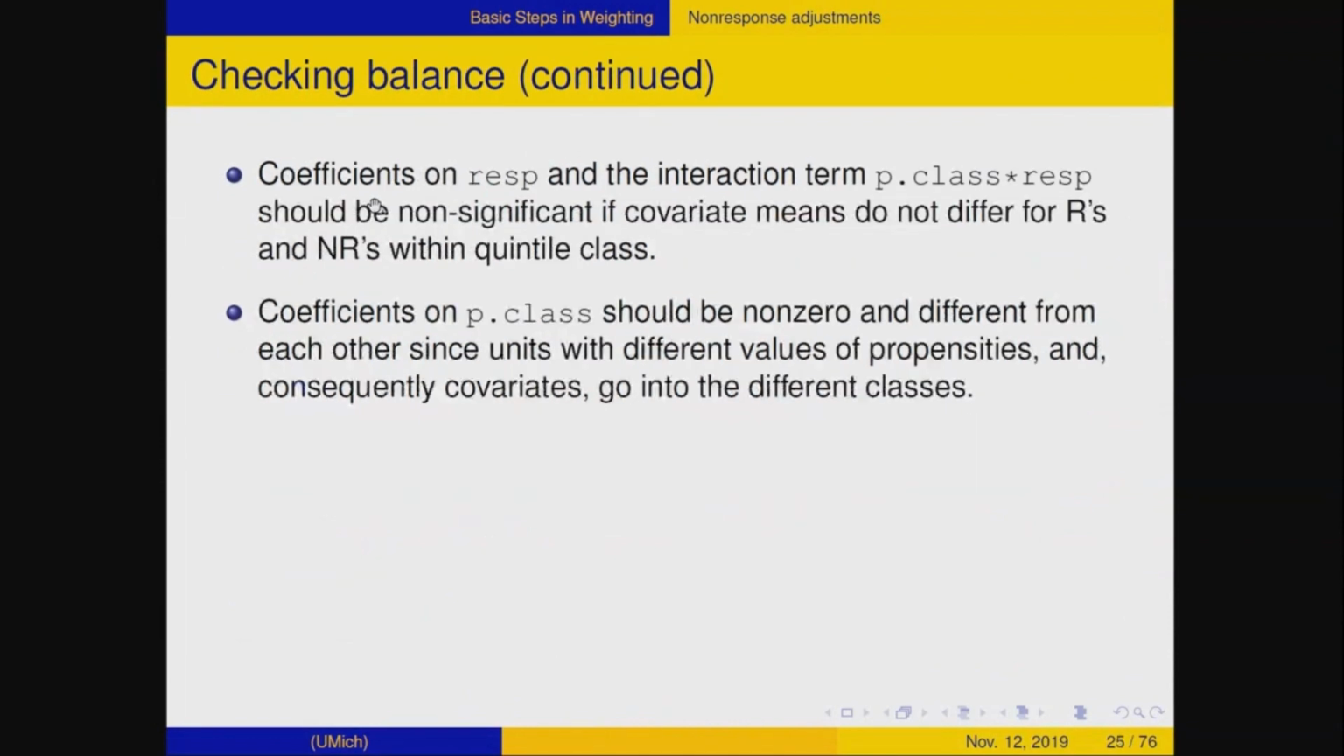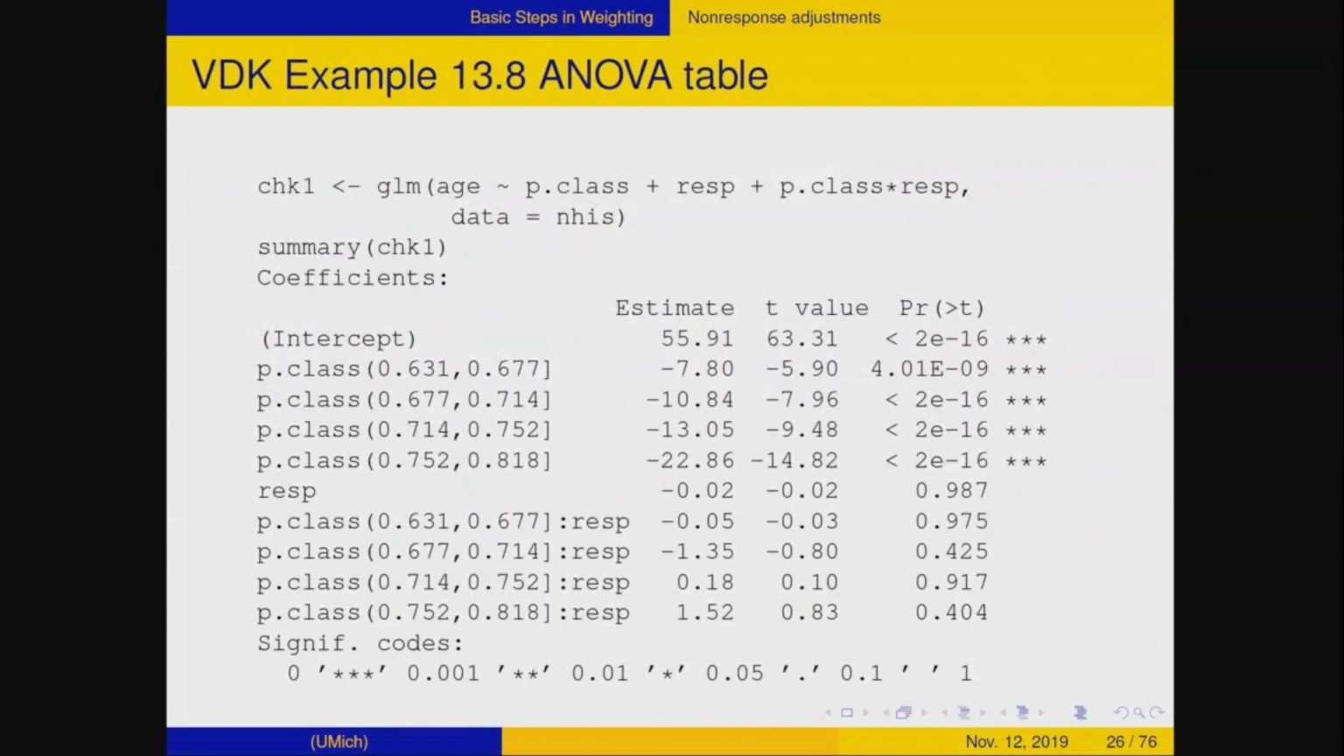So here's how it comes out in my example. I'm running a GLM predicting age based on these three things, and here's my ANOVA table. The way you get an ANOVA table out of R is you save the output of that regression in some object, check1 in this case, and then you do a summary. And it prints this.